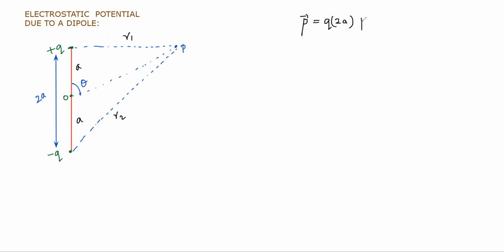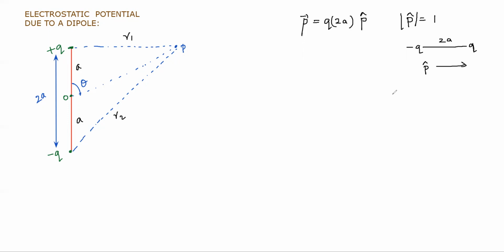The direction of the dipole moment, which I denote with a P cap. P cap is a unit vector, so the modulus of P cap is 1. The direction of the dipole moment is always from the negative charge to the positive charge. So if you have a negative charge here and a positive charge here, and the distance between them is 2a, the dipole moment vector, whose direction is given by P cap, will point from the negative charge to the positive charge.